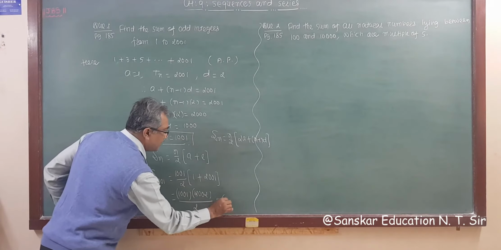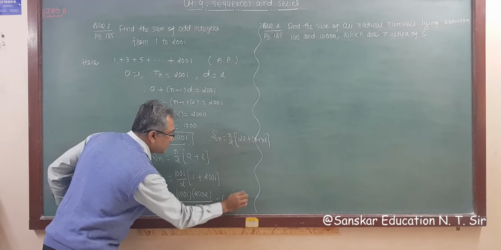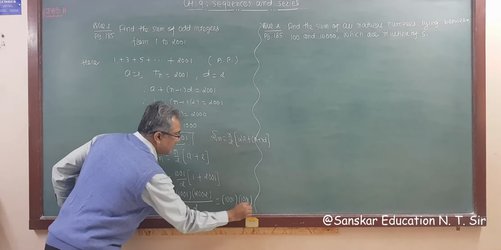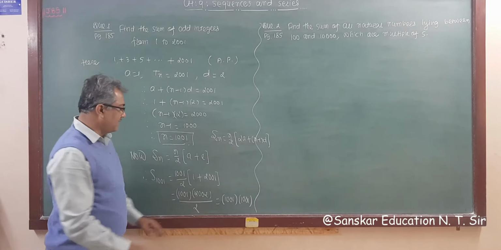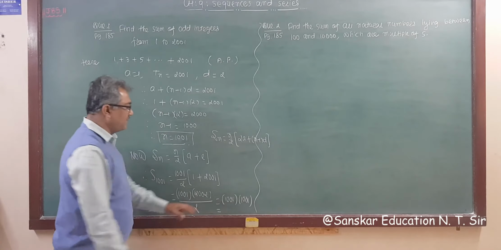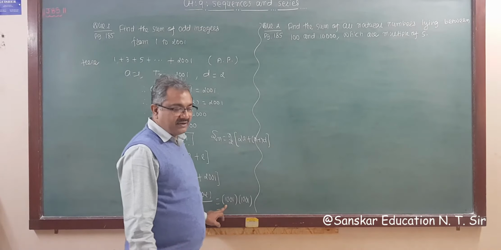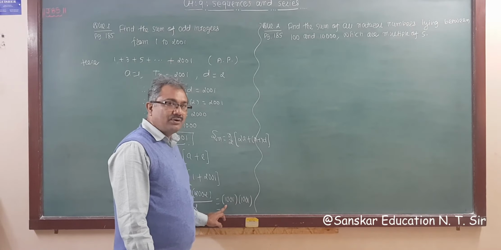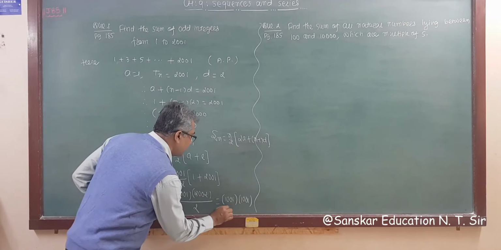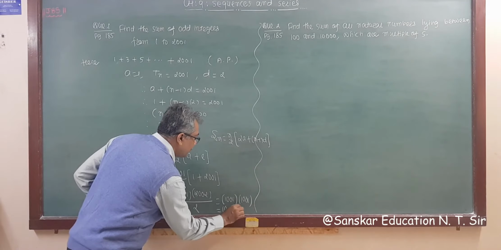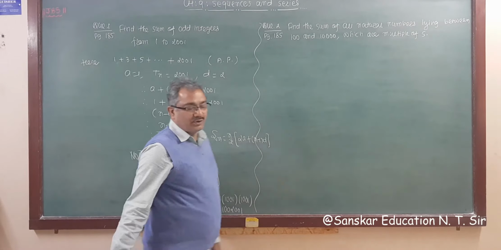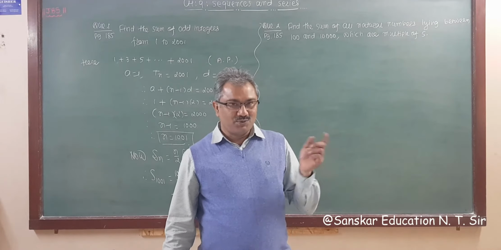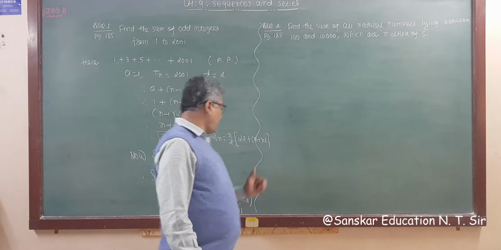So what we get is 1001. So the final answer is 1001 square, and 1001 square means 1002001. So calculate on your calculator and write down that 1002001 is the proper answer.